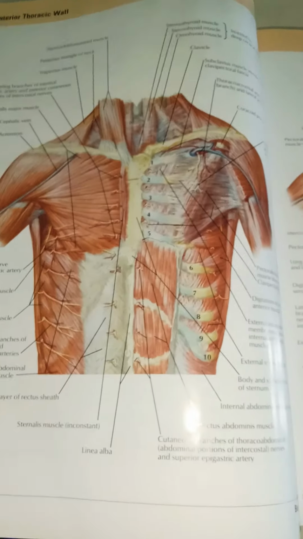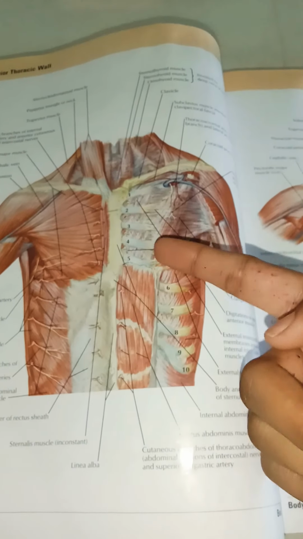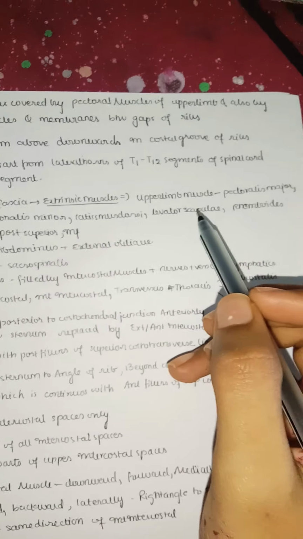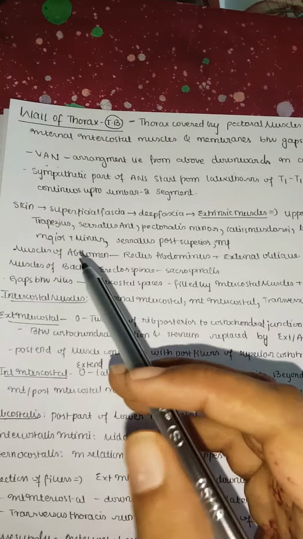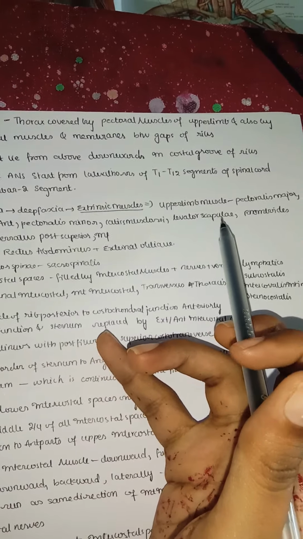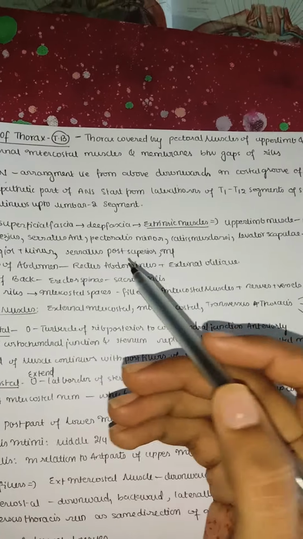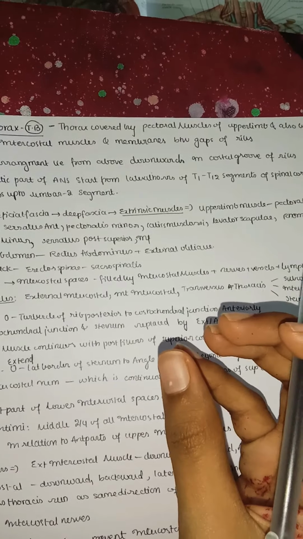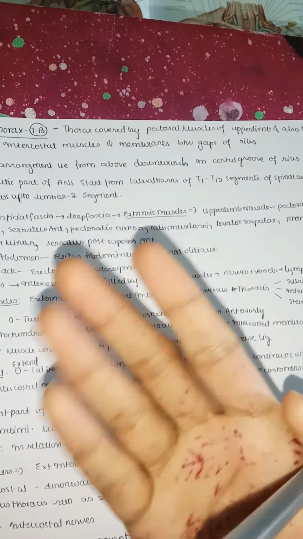On the thoracic wall, if you dissect it, in the beginning you have first the skin, right? After the skin, next you will have the superficial fascia. After the superficial fascia you have the deep fascia, and after the deep fascia you will have the extrinsic muscles. What are those extrinsic muscles? We will check here. There are upper limb extrinsic muscles, especially pectoralis major and trapezius, serratus anterior, pectoralis minor, latissimus dorsi, levator scapulae, rhomboid major and minor, and also the serratus posterior superior and serratus posterior inferior.